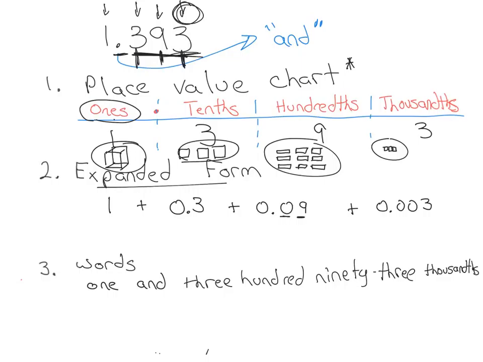So how do we say this? 1 and 393 thousandths.